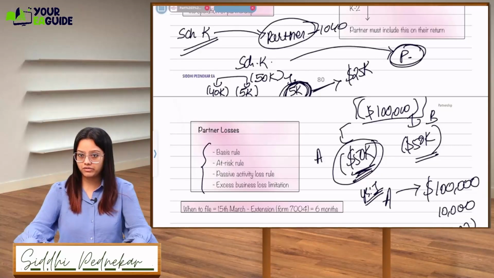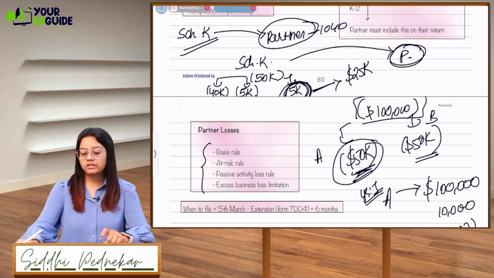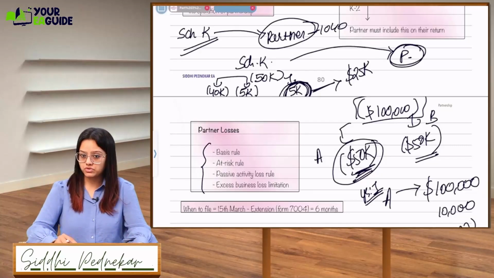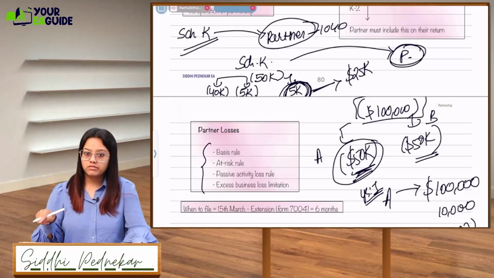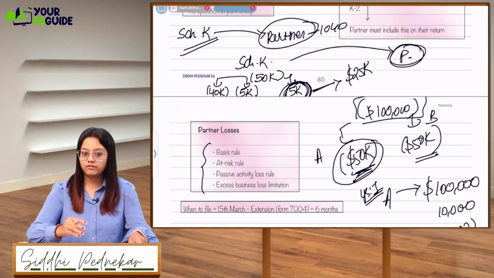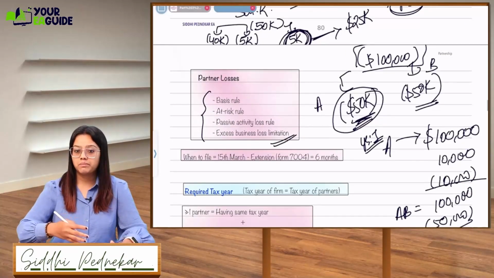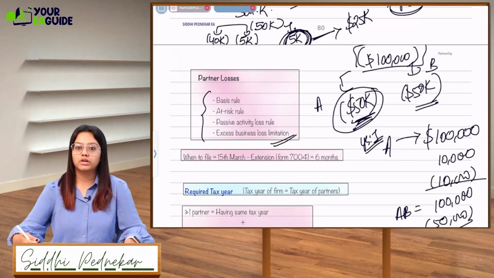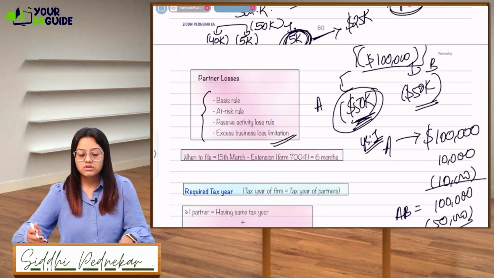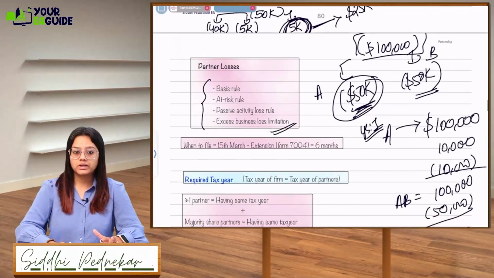Let's say a rental activity loss is there. He'll first allocate that, but the limit is up to 25,000. And that 25,000 will cover that rental passive loss and the schedule K loss also, and then you have to see that if anything is remaining, the excess business loss limitation will apply, meaning it will get carried forward for an indefinite period of time. So that is how we are going to allocate the partner's losses.